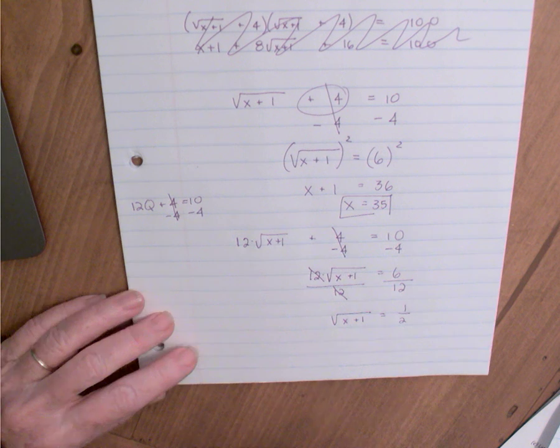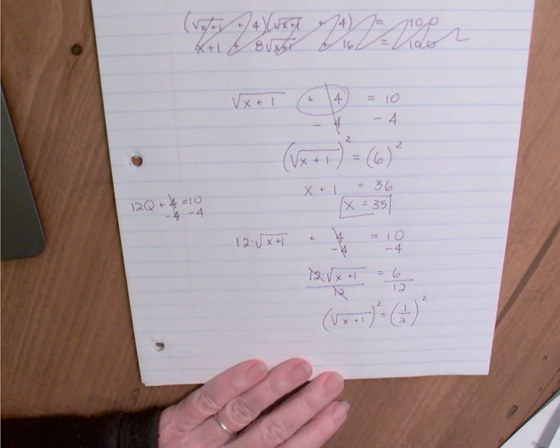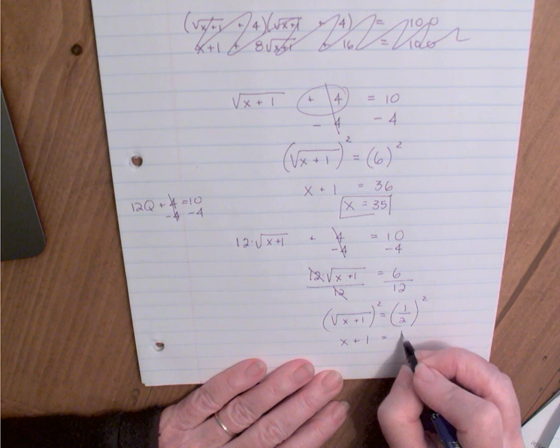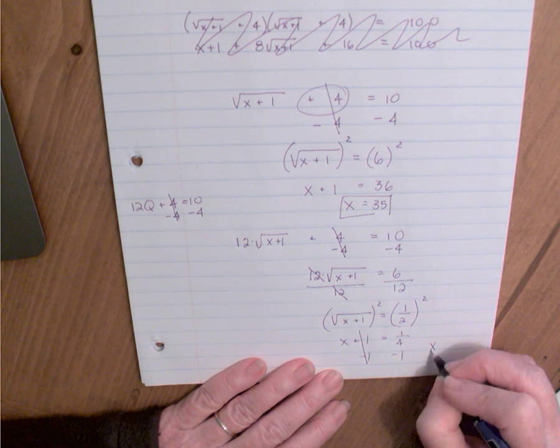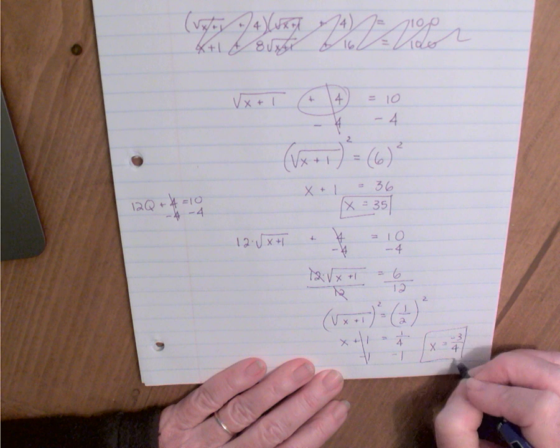And now, yes, we can square both sides. So that's going to give us, on the left-hand side, we just get rid of the square root. On the right-hand side, we're left with 1/4. We're still going to subtract 1, and however you're going to do your fractions, we end up with x is negative 3/4, or negative 0.75.